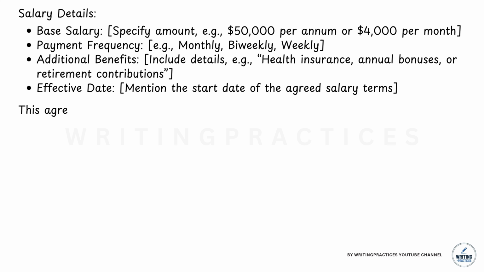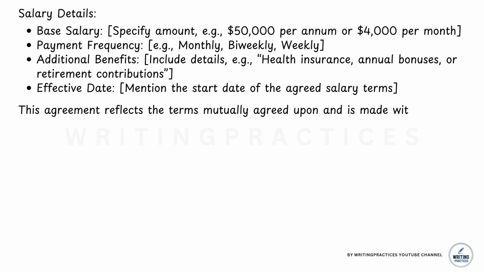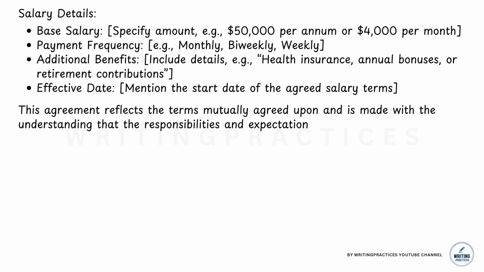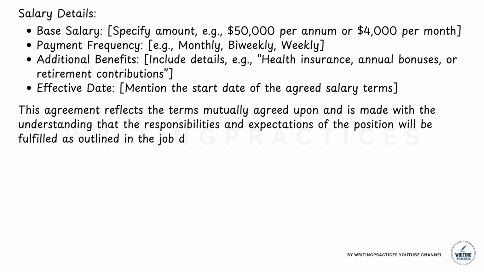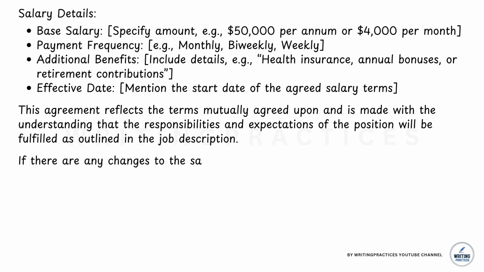Body paragraph 2, responsibilities and adjustments. The next paragraph explains the understanding behind the agreement. Here's an example. This agreement reflects the terms mutually agreed upon and is made with the understanding that the responsibilities and expectations of the position will be fulfilled as outlined in the job description. This part reinforces that the salary is tied to the job's responsibilities. It's also a subtle way of ensuring both parties are clear on the expectations.